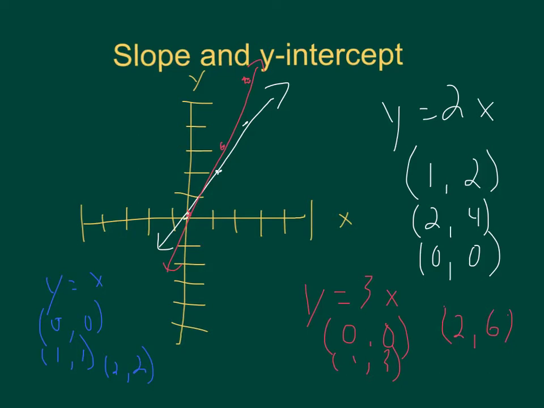So let's do that. 0, 0 is right there. 1 and 1 is right there. And 2 and 2 is right there. Well, I think you get the point. I have 3 different lines that look like that. Red, white, and blue. What you notice here is that I have 3 different lines.